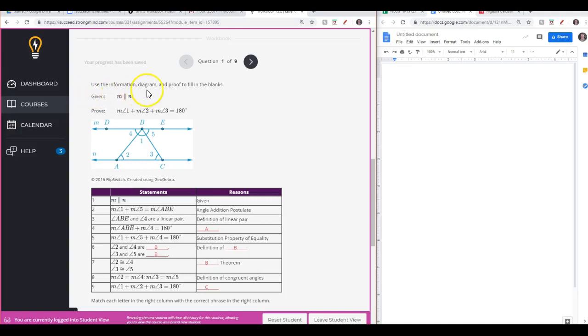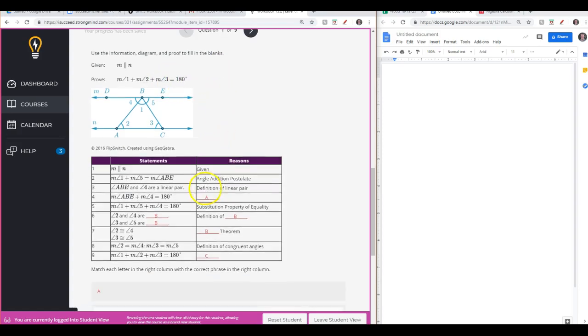Question 1. Use the information diagram in proof to fill in the blanks. Given that M is parallel to N, prove that the measure of angle 1 plus the measure of angle 2 plus the measure of angle 3 equals 180 degrees. Alright, here's the example, the proof, and it says match each letter in the left column with the correct phrase in the right column.